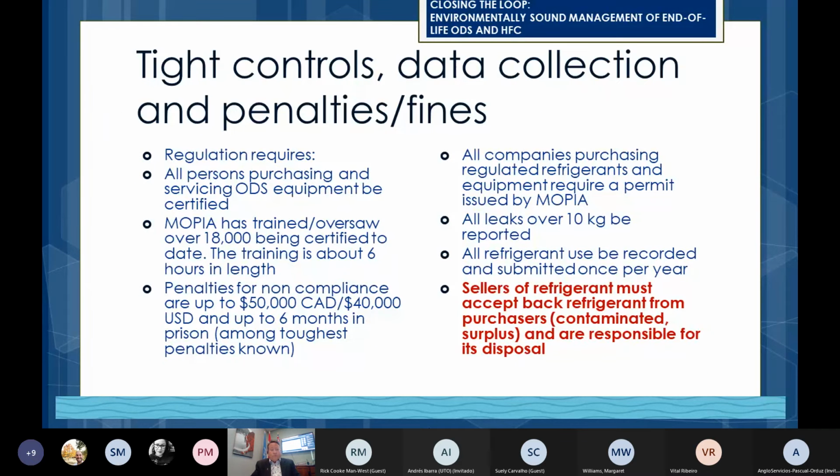Sort of in terms of tight controls, I wanted to talk to you about that. Regulations really require a number of aspects, and all persons in our province purchasing and servicing equipment containing regulated substances, refrigerants in this case, must be certified, must, no question, have training that they're competent to recover this refrigerant and ensure that it isn't released. We've trained over 18,000 people in our province alone.